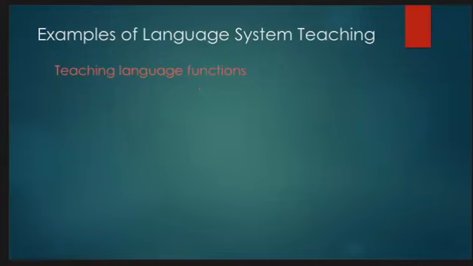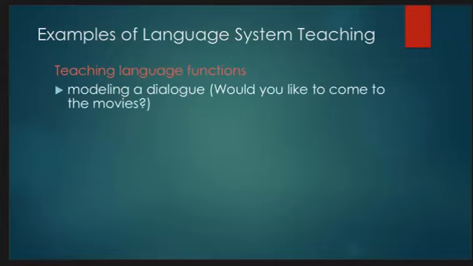Finally, it's important to teach students language functions, or how to use language to do things like inviting or apologizing or persuading. One way to do this is by modeling a dialogue. So the example in the text again of two characters, maybe drawing them up on the board, and just one of them saying to the other, "Would you like to come to the movies?"